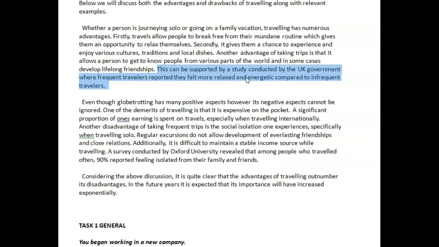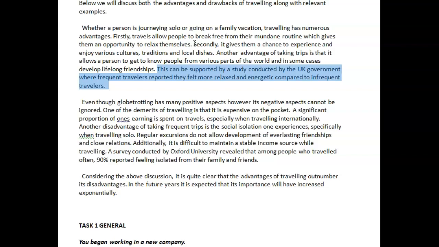The other problem is the order of your ideas. So the only piece of support you had here was about relaxation. And it's strange because you talked about relaxation all the way up here. Essentially it feels like this sentence really belonged right here, right after that first idea. And instead of doing that, you put it all the way down here. Typically, what we do is we take the support and we put it directly after the sentence that it supports.